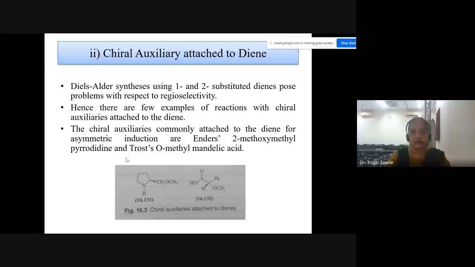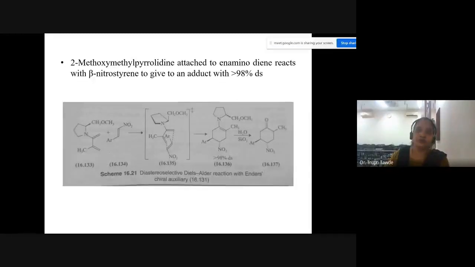These are the two scientists. They have discovered these two chiral auxiliaries. First is 2-methoxymethyl pyrrolidine and next is O-methyl mandelic acid. So these you can say this particular compounds we can attach to the diene system. अब देखो यहाँ पे ये तुम्हें diene दिख रहा है, this particular diene. Okay, this particular diene is attached to this auxiliary.